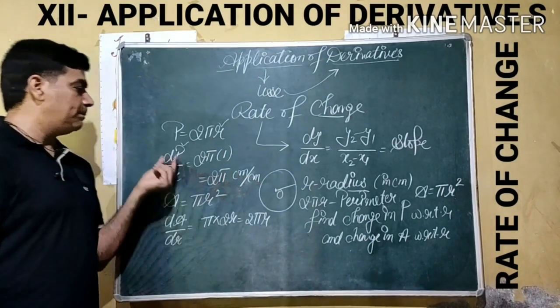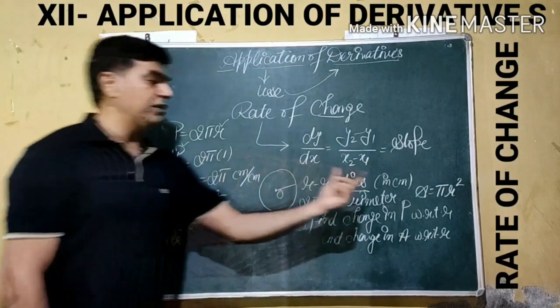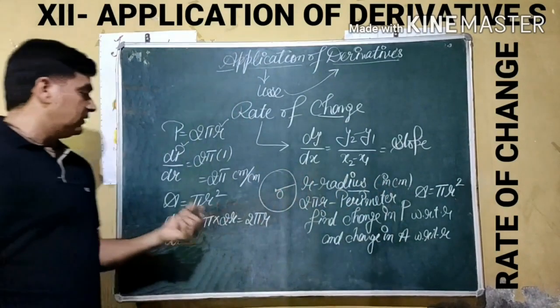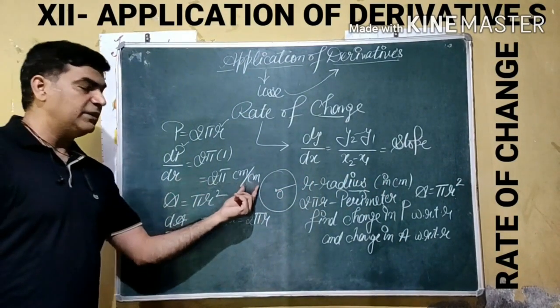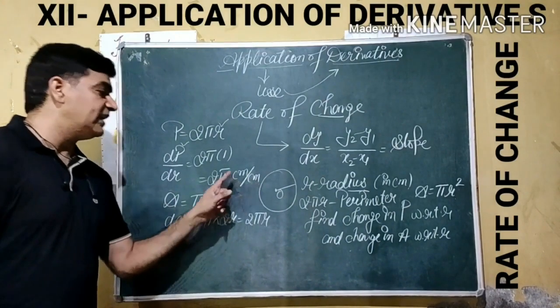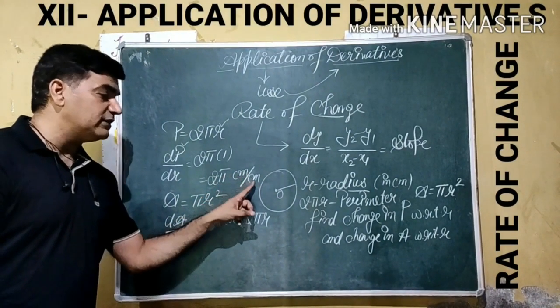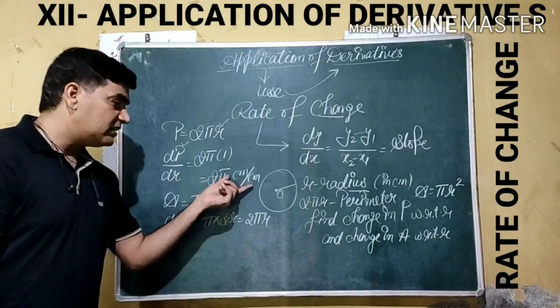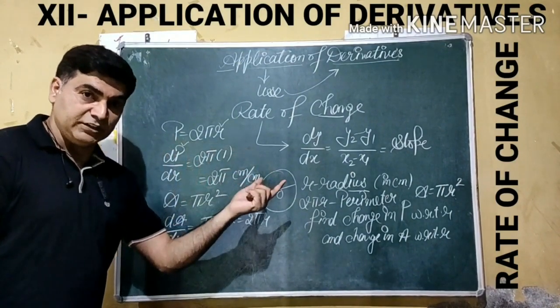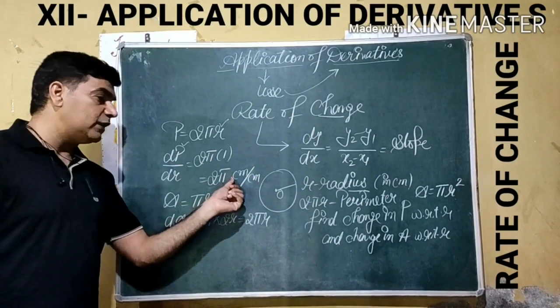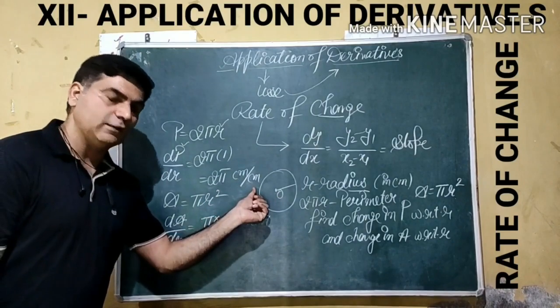Here the unit comes: the perimeter is in centimeter according to the radius given, and the unit for radius is also centimeter. Here the units indicate the derivative of which quantity is with respect to which quantity. It does not cancel out. It gives an indication of the change of which physical quantity takes place with respect to which physical quantity.